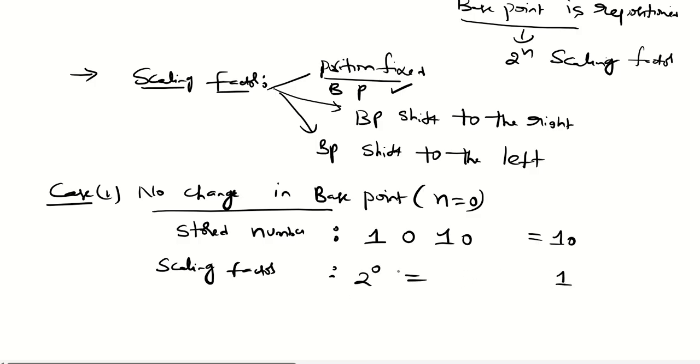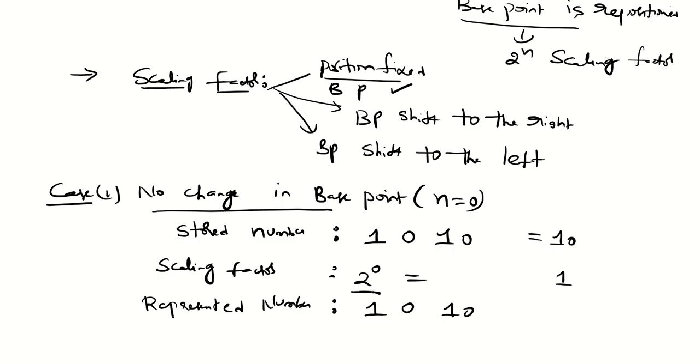That's why there is no need to change the position of the base point. So what happens is the represented number also comes out as 10. That's why both are the same: 10, 10, 10. So when the scaling factor is 0, it means no change about this base point. Suppose you keep the point over here, the same in the representation number also. So this is the no change in base point.